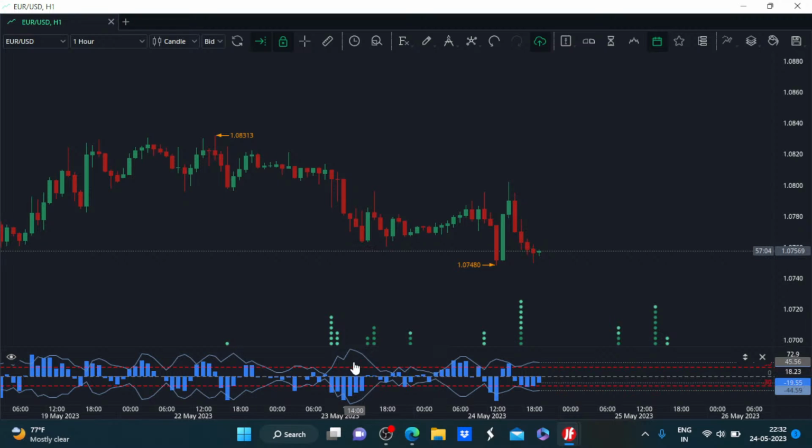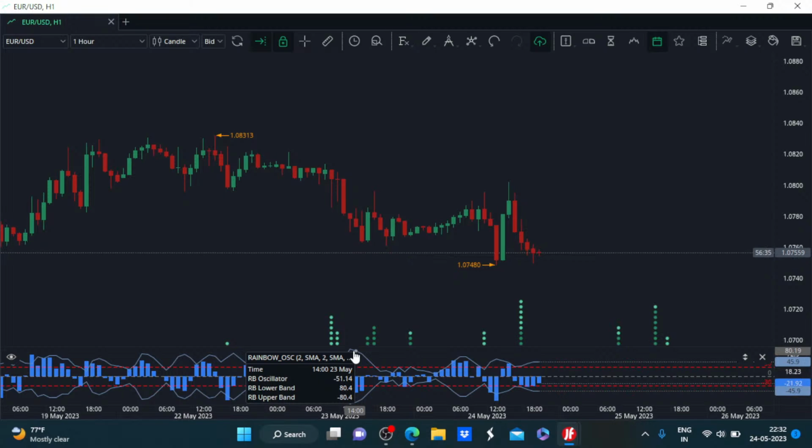So we will have to combine the RB oscillator's output value and the width of the RB lower band and upper band. So if we have a large width in relative terms for the RB lower band and upper band, and then the RB oscillator's output is reaching the extreme levels, I think that is the time when we should start looking for opportunities to go for a contra trend trade.